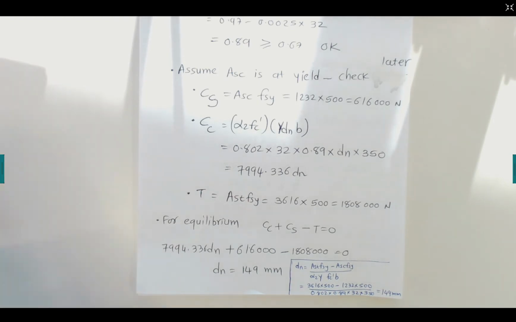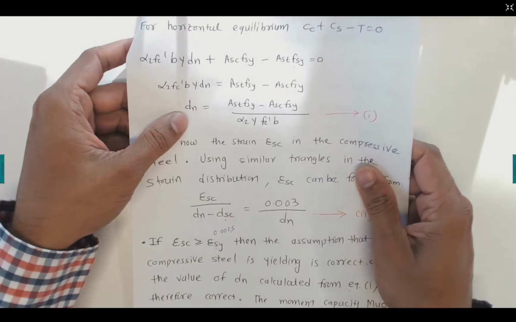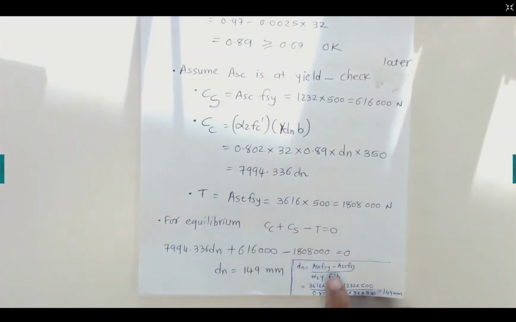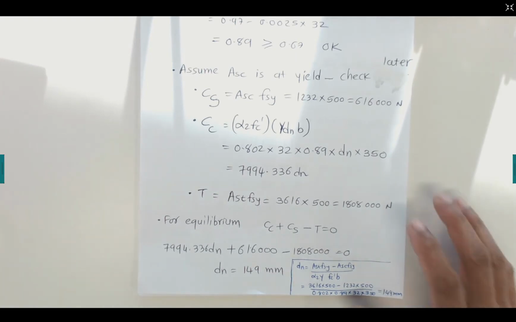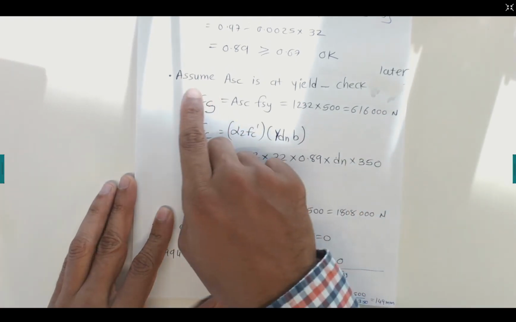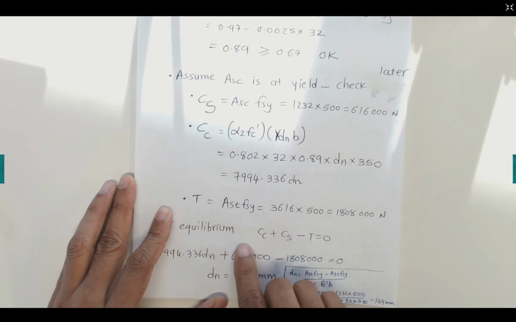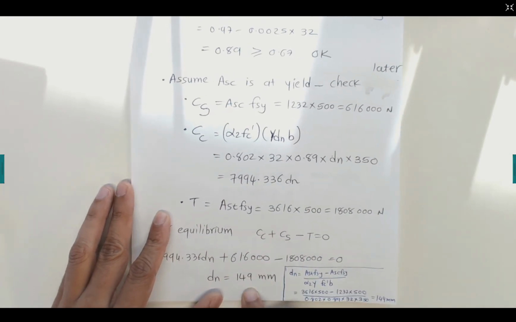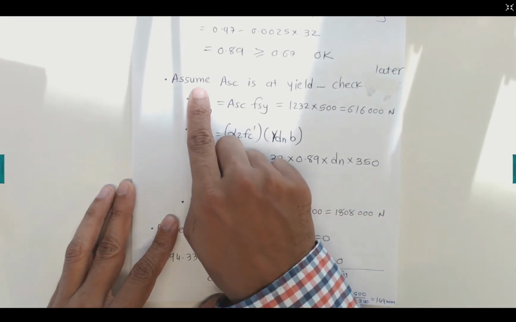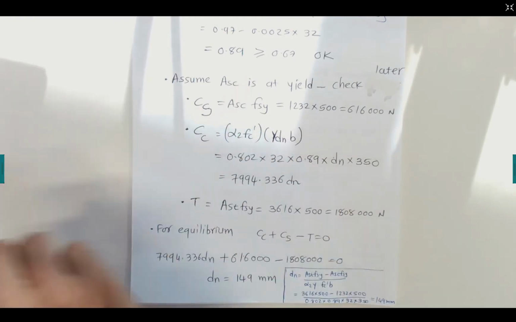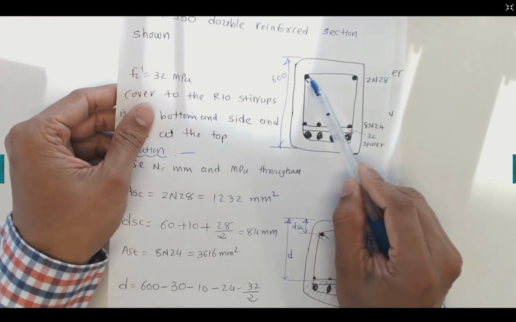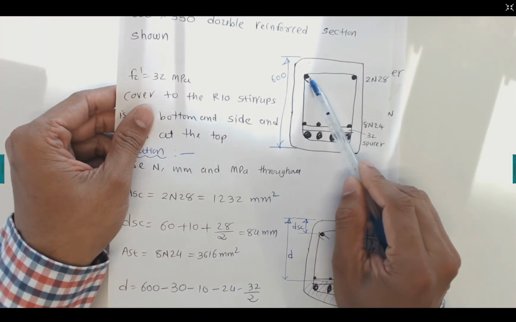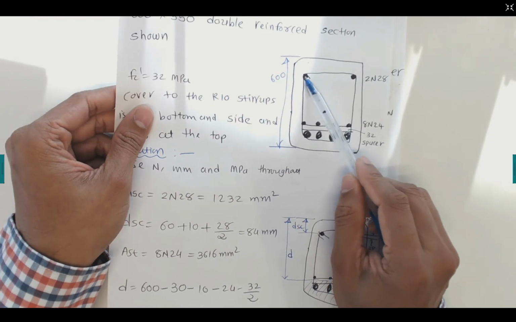If you remember that one, in the previous video we used these DN equations. We can straight away use these DN equations, substitute all the values, and find this. Alternatively, we can also find it using three different components and equilibrium to find the DN value. First, the assumption we make is that the top reinforcement is at yield; it should yield before the concrete, so it should fail first.